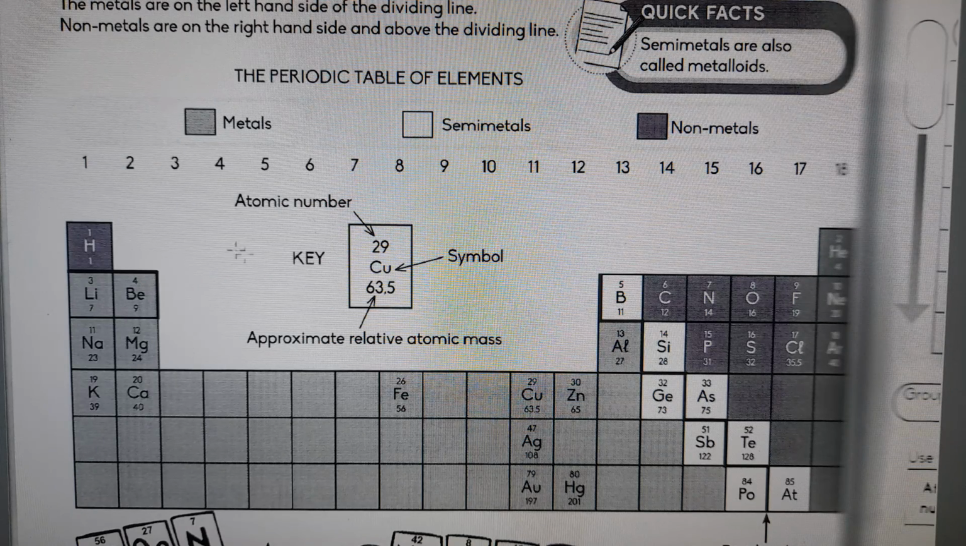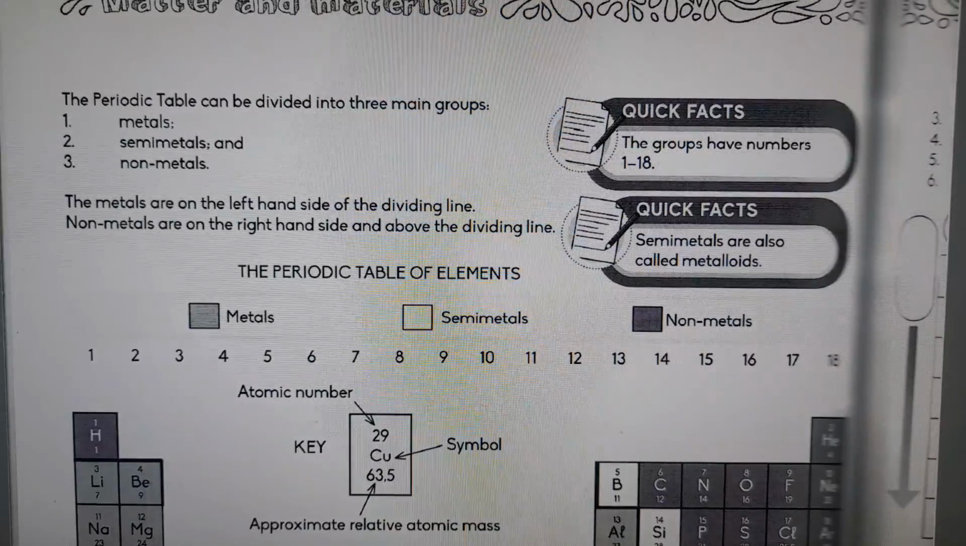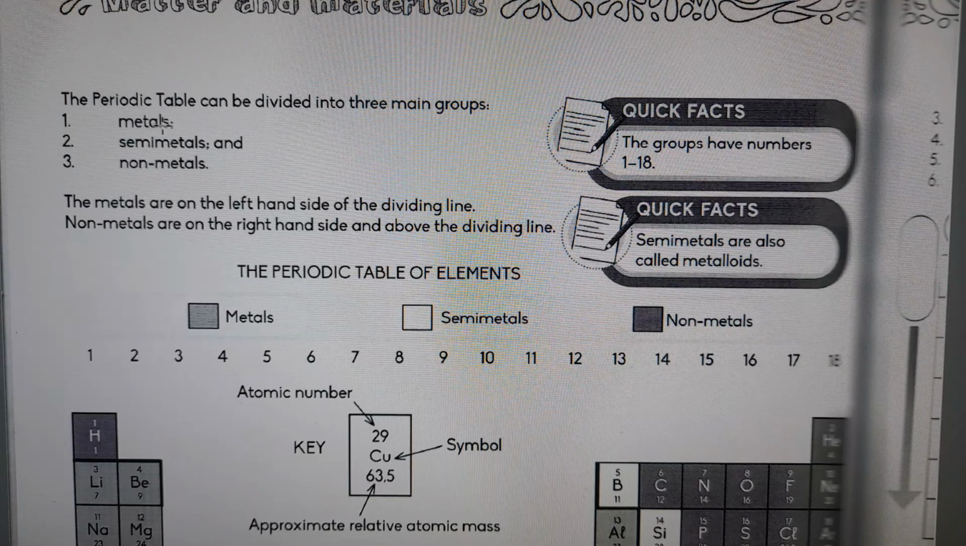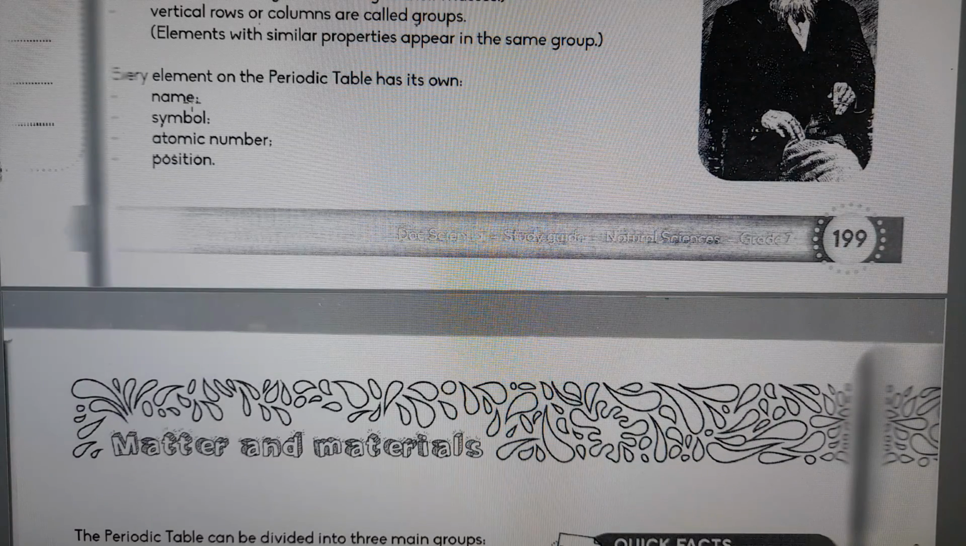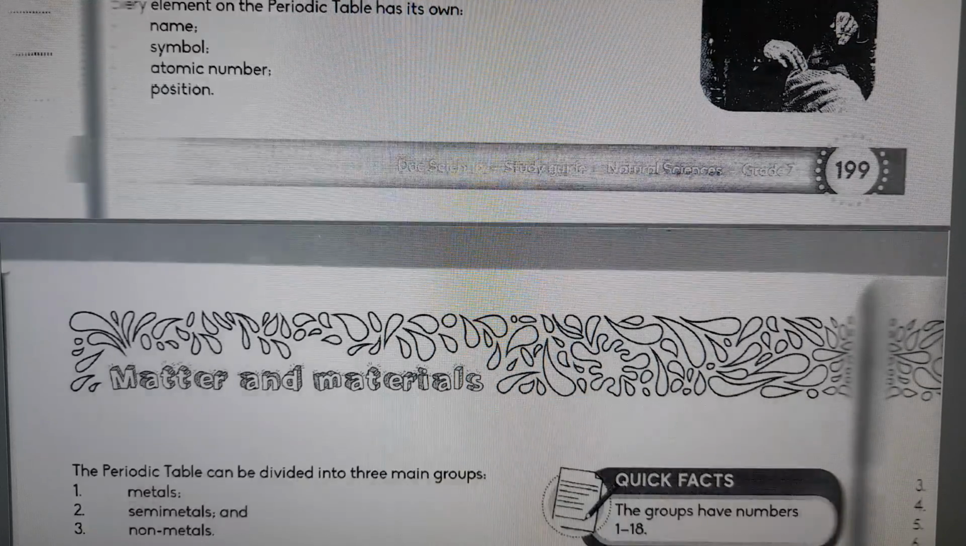All right, and they say each and every element has a position. So hydrogen will always be here. You will not find hydrogen here. Hydrogen is here. This is its position. Same with sulfur. Sulfur will always be here. You will never find it in any other place in the periodic table. We've covered the name, symbol, atomic number, and position, and we've also added the atomic mass.